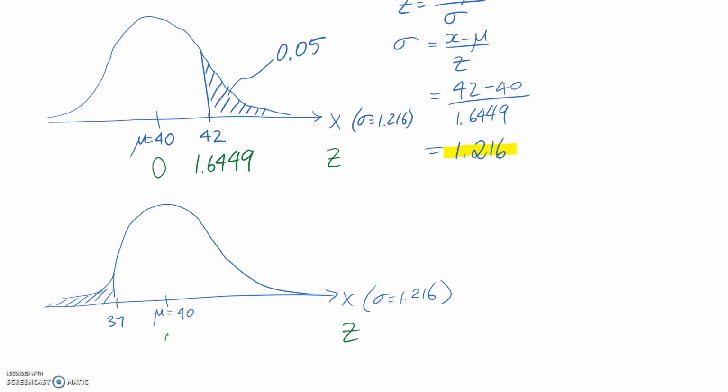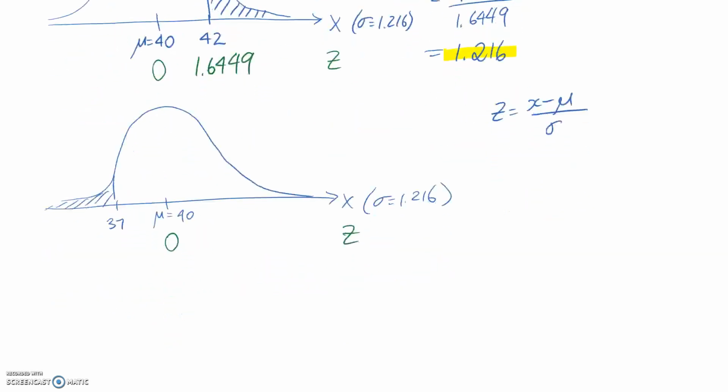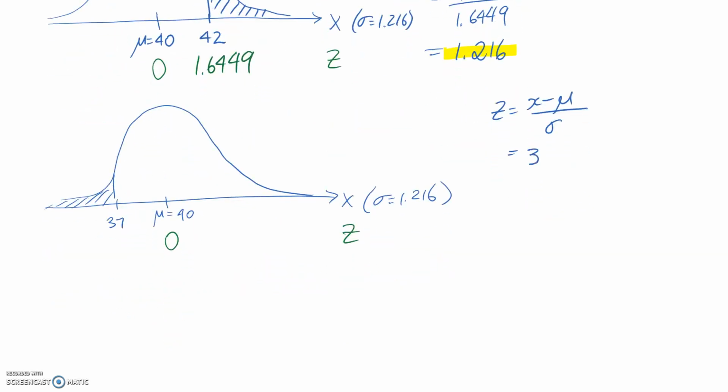I've already agreed that this is equal to 0 when we convert to a z-score. So we just need to figure out what 37 corresponds to. And we have our conversion equation. So subbing in here, 37 minus 40 divided by 1.216, in a calculator, this is about negative 2.47 approximately. I can mark that in here.